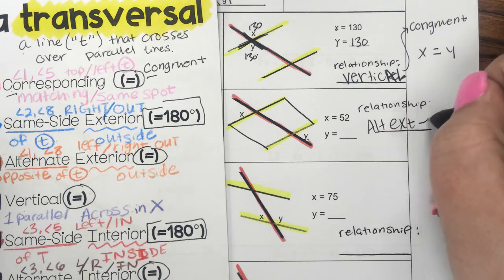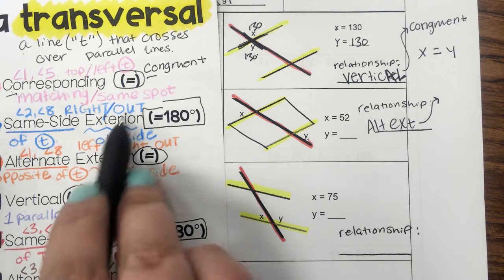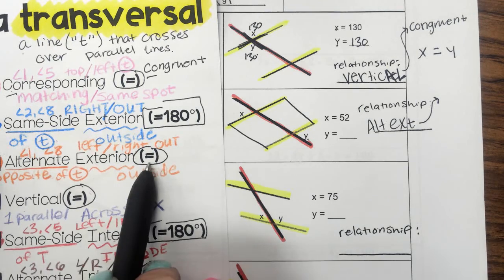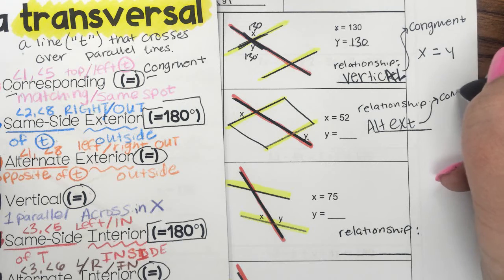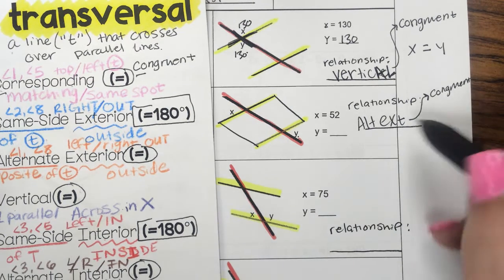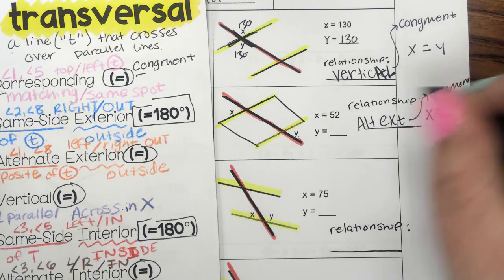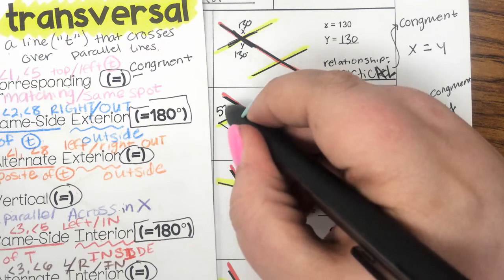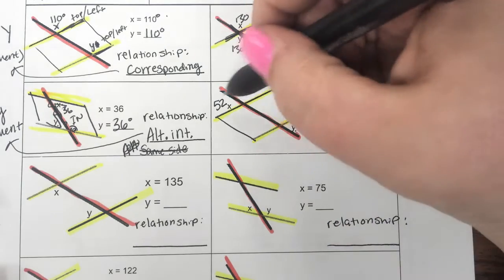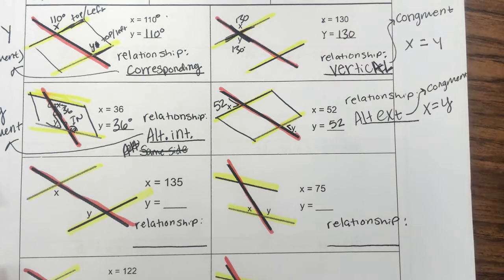Now, because they're alternate exterior, any kind of alternate relationship has congruent angles. Since those are congruent angles, I know that X has to equal Y. So if X is 52, Y is also 52. And again, you can see that X is a small angle and Y is also a small angle.